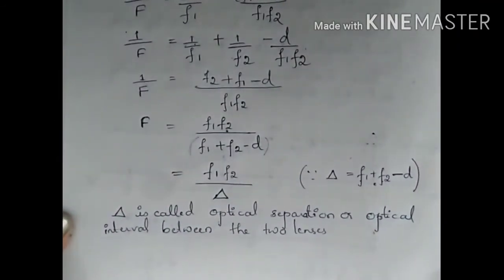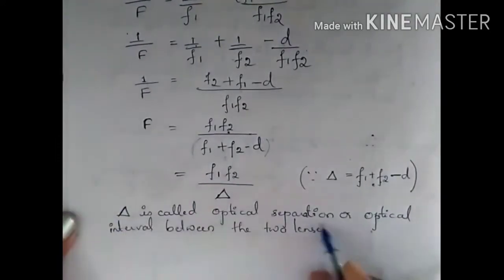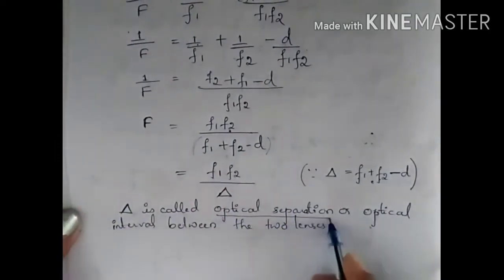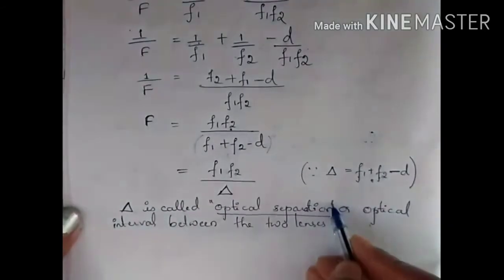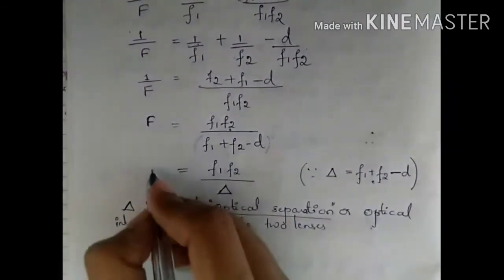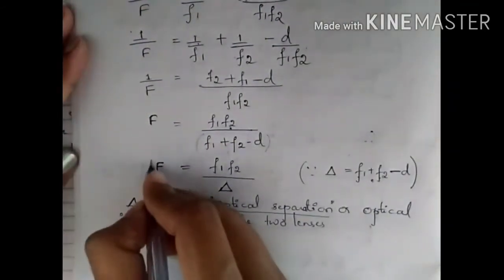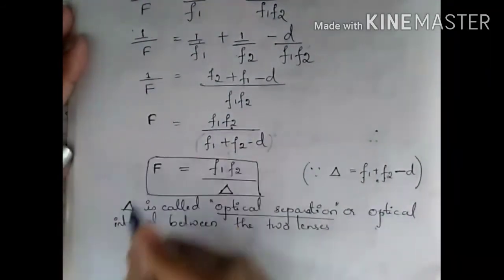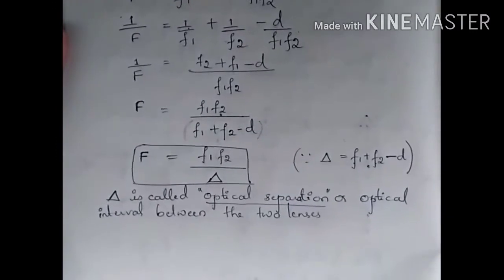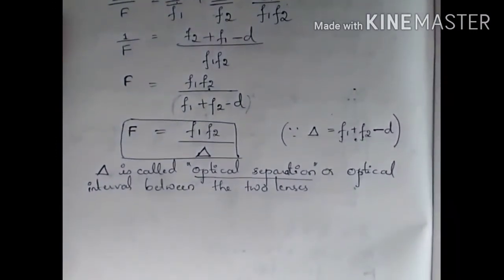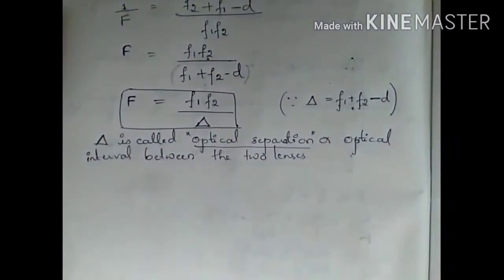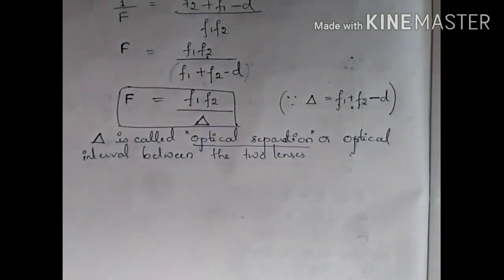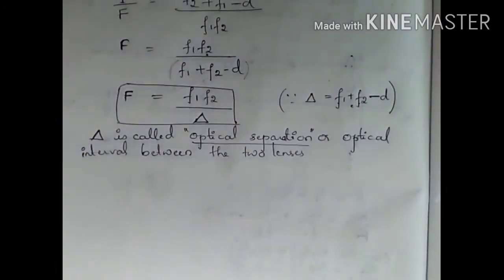Delta is called the optical separation or the optical interval between the two lenses. So this is the effective focal length for the two lenses which are kept coaxially and are separated by distance d. These two lenses are kept in an air medium and are separated by a finite distance.